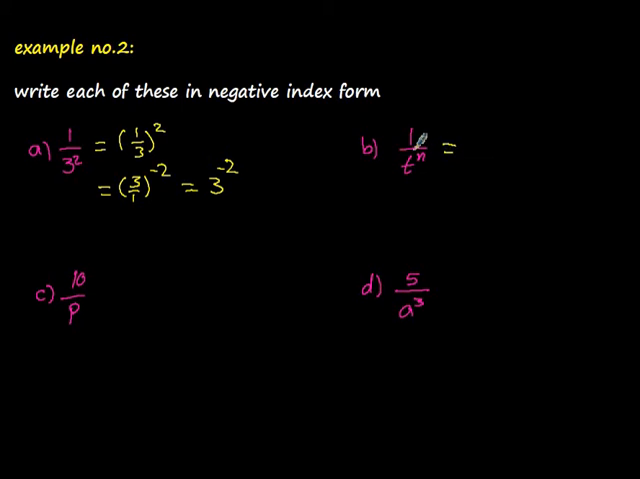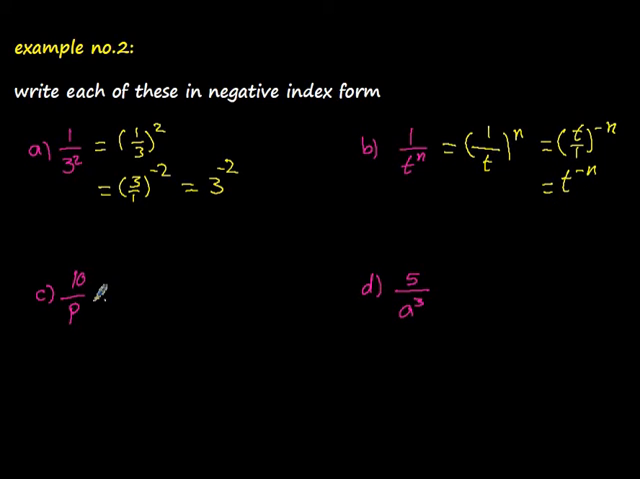Let's move to b. Here we have 1 over t to the power of n. And here, guys, we can solve it using the same method. Here we have 1 over t, all to the power of n. Since 1 to the power of n equals 1, we didn't make any change right here. And then, in order to add a negative sign to the power, you need to flip this fraction, so it will be t over 1 to the power of negative n, which simply equals t to the power of negative n.